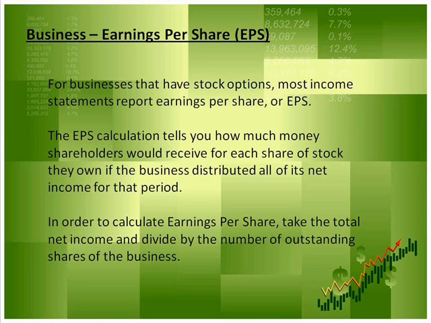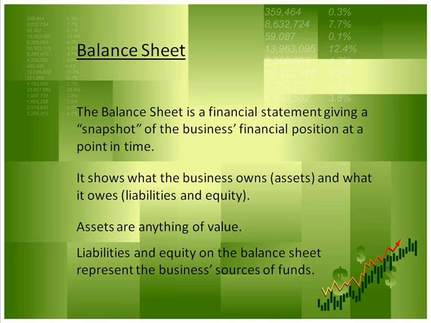For businesses that have stock options, most income statements report earnings per share, or EPS. The EPS calculation tells you how much money the shareholders would receive for each share of stock they own if the business distributed all of its net income for that period. In order to calculate earnings per share, take the total net income and divide by the total outstanding shares of the business.